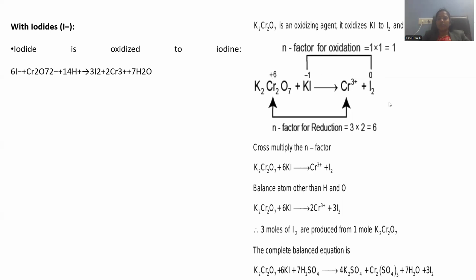This is the way the redox reaction is carried out in this dichromate titration for the estimation of iodide, so that you can obtain the iodine molecule. This is the way iodine estimation is carried out.